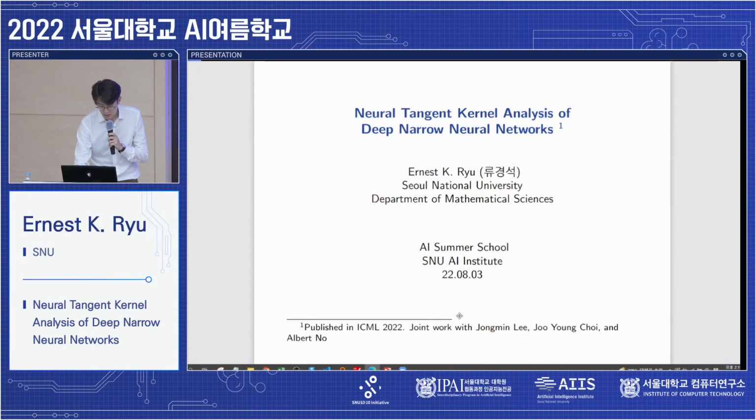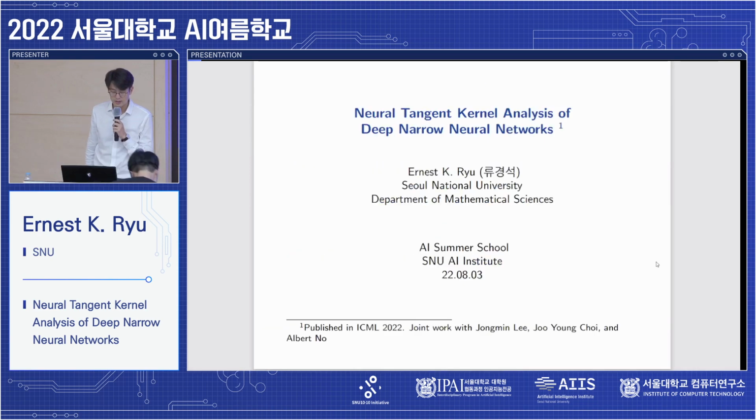And my current research interests are optimization, optimization theory, particularly convex optimization, and also deep learning theory. So the talk that I'll be giving is titled Neural Tangent Kernel Analysis of Deep Narrow Neural Networks. This is work published in this year's ICML. It's joint work with Jungmin Lee, Juyong Choi, and Albert No.